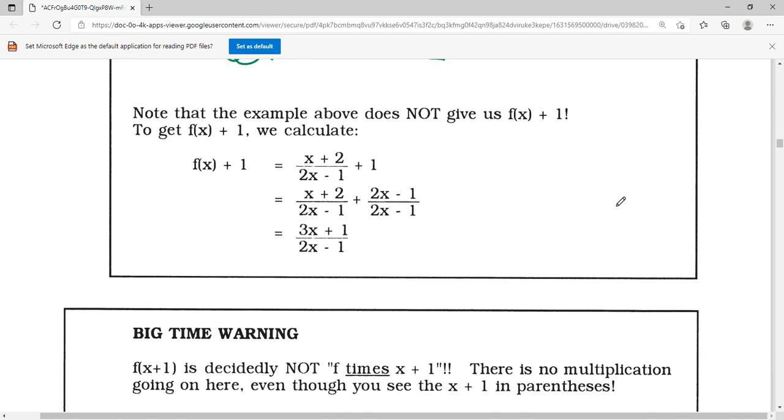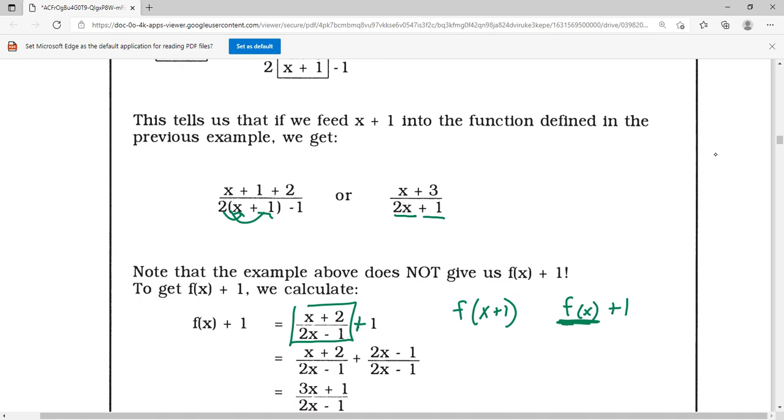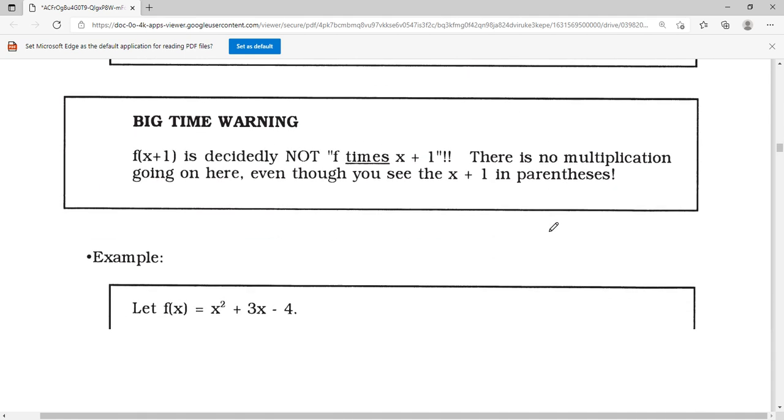Note that the example above does not give us f of x, plus 1, okay? It's giving us f of (x plus 1), right? F of x plus 1 means that you take the whole function and you add 1 to it, okay? Up here, we fed x plus 1 into the function. Two completely different things. F of (x plus 1) is decidedly not f times (x plus 1). There's no multiplication going on here, even though we see the x plus 1 in parentheses.